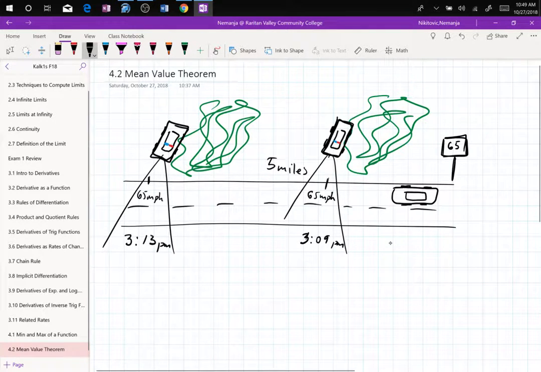And a few days later, in the mail, you got a ticket for speeding. What? I know, right? So let's talk calculus.